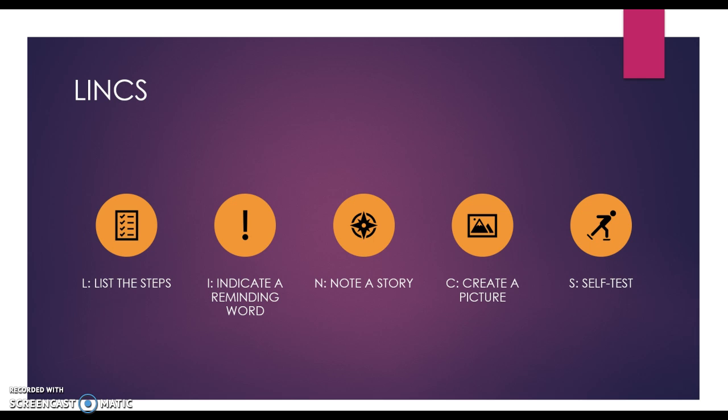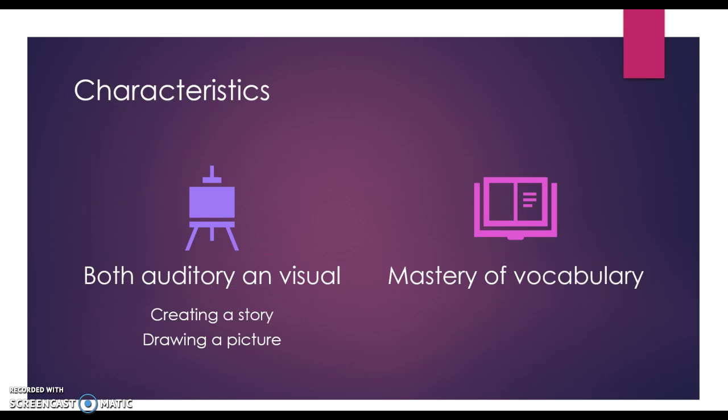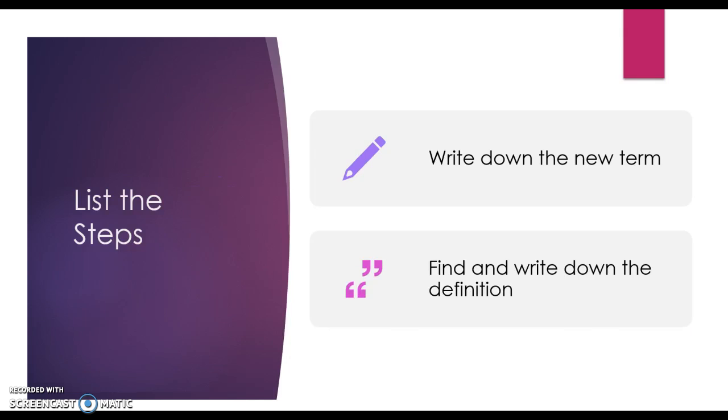Basically, in this strategy, you're going to list the steps, indicate a reminding word, note a story, create a picture, and then self-test. So we're going to go through that a little bit more in depth in the following slides. The characteristics of this strategy are both auditory and visual. So you're going to be creating a story and drawing a picture to kind of incorporate those two learning types. This is also a mastery of vocabulary.